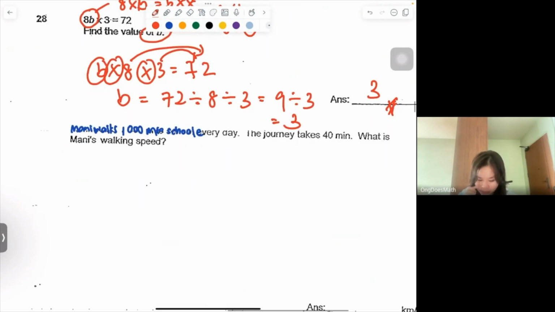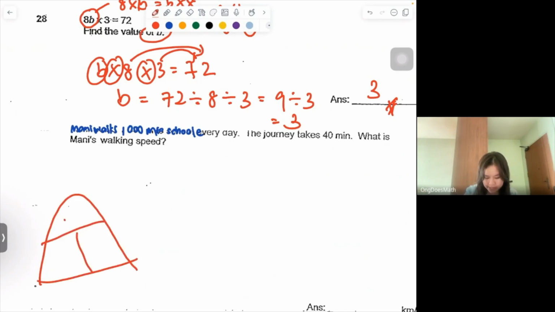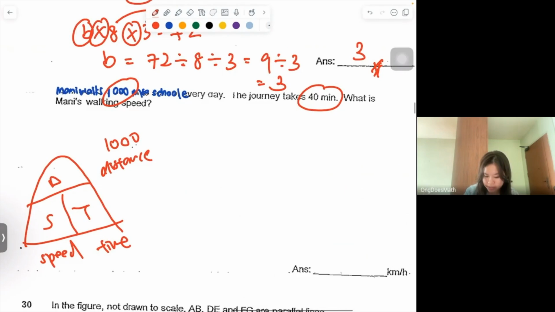Question 29. Mani walks 1000 meter to school every day. The journey takes 40 minutes. What is Mani's walking speed? So this one, we need to think of our DST triangle. Distance, speed, time. We have the distance. Distance here is 1000. We have the time. Time is 40 minutes. So the speed in terms of meter and minutes. So I'll write properly, sorry.